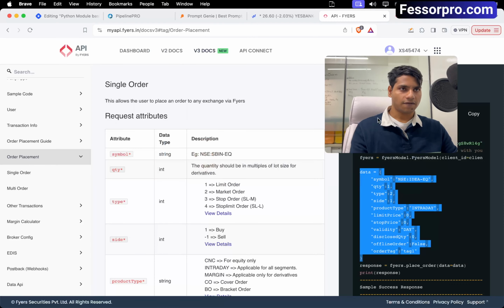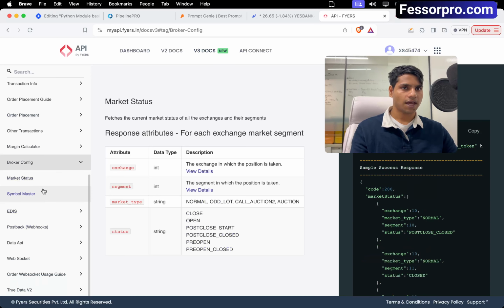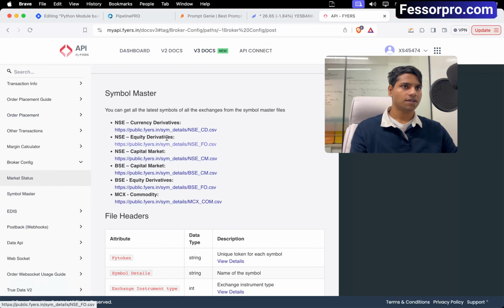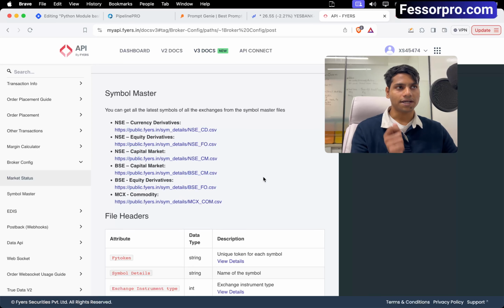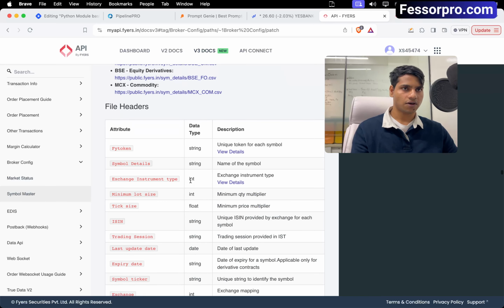What Fyers have done is provide something called the symbol master in the broker config. In this symbol master, they have provided some links, which they keep updating every day. In that they specify the minimum lot size you need if you want to buy the stock. If you scroll down, this is how the data is laid out. You can see this minimum lot size, which gives the minimum order quantity you need to buy for this particular instrument.